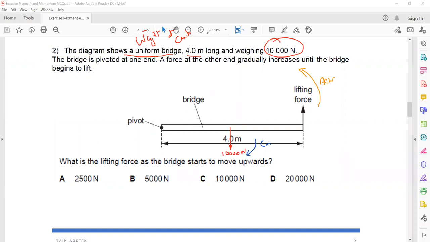So for a moment, because we need this force F, when we are solving a question, if they did not mention anything, we assume that the clockwise moment is equal to the anti-clockwise moment. What is the clockwise moment? The force is 10,000 multiplied by the distance from the pivot, because the weight is acting at the center. So if the total length is 4 meter, half of the length will be 2 meters. So this will be 10,000 multiplied by 2.